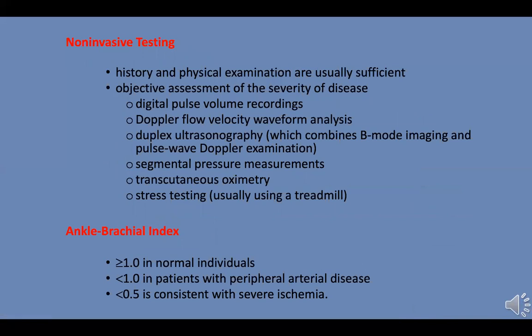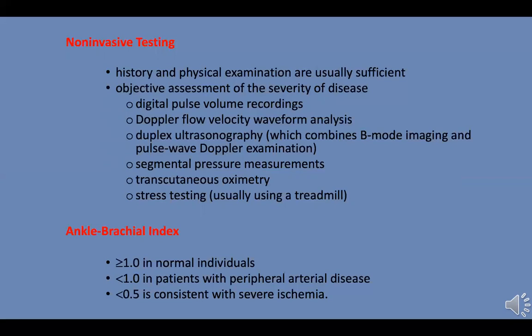Non-invasive testing for peripheral arterial disease. A good history and physical examination are usually sufficient. For objective assessment of the severity of the disease, you can request for digital pulse wave recordings, Doppler flow velocity waveform analysis, duplex ultrasonography, which involves B-mode imaging and pulse wave Doppler examination, segmental pressure measurements, transcutaneous oximetry, and stress testing.